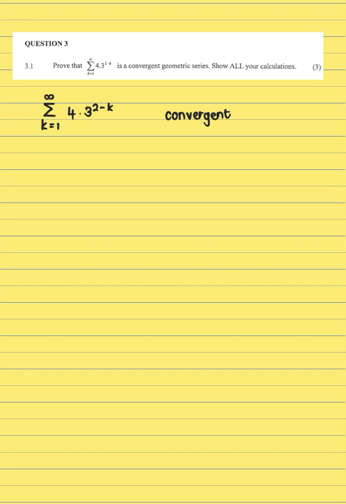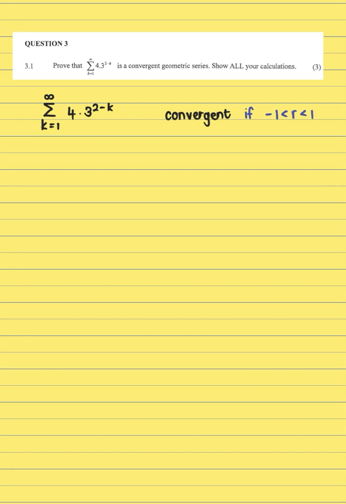It is a 3-mark question, but there are a few things just to think about and a few things that you need to know in order to do this question. So they're saying, prove that the sigma notation of 4 times 3 to the power of 2 minus k, if k is going from 1 to infinity, is a convergent geometric series. Show all your calculations. Now we just need to remember that for a series to be convergent, you have to have a ratio between -1 and +1. That is the rule. That is something that you need to know off by heart.